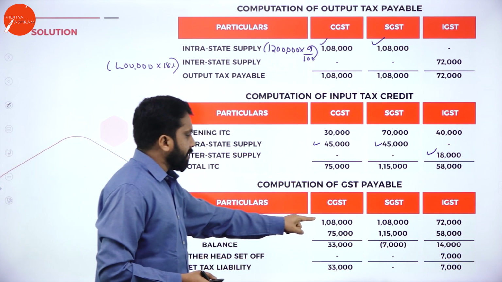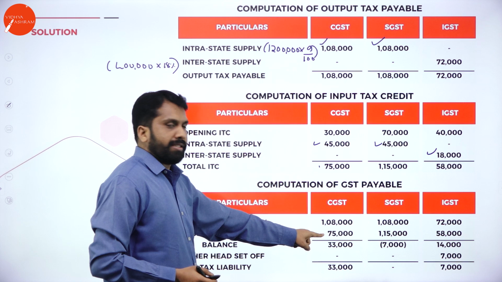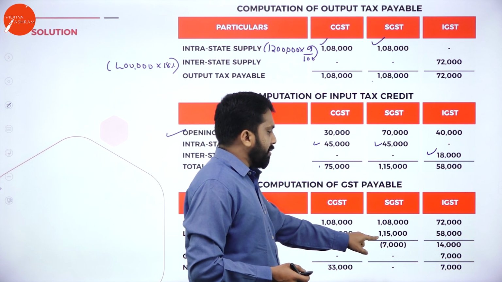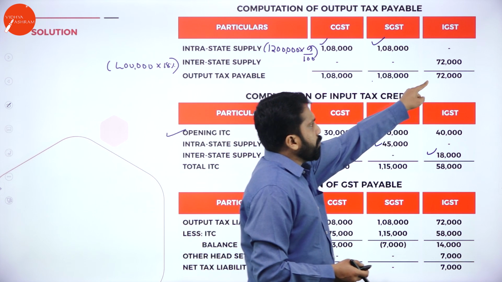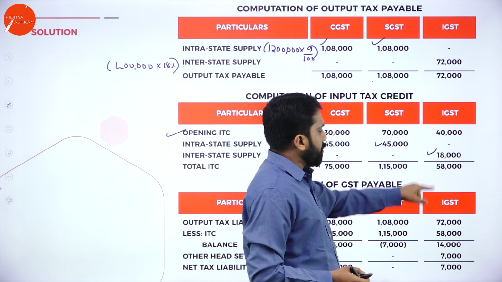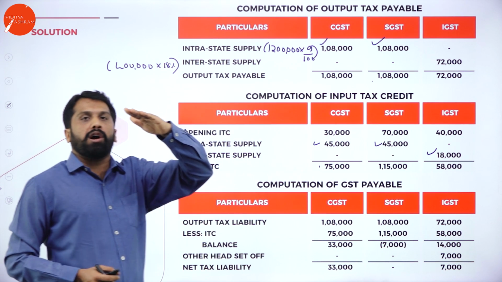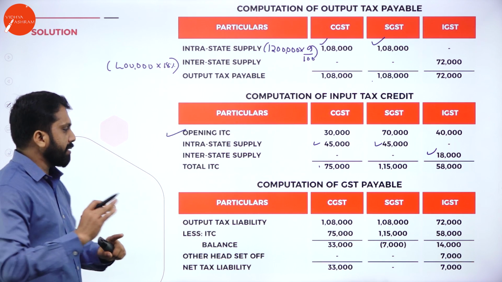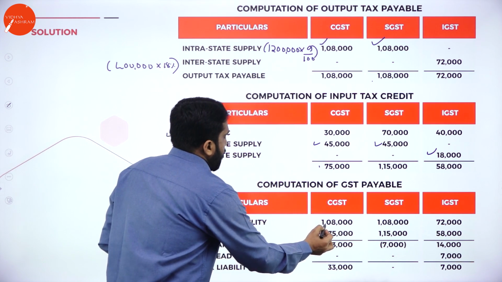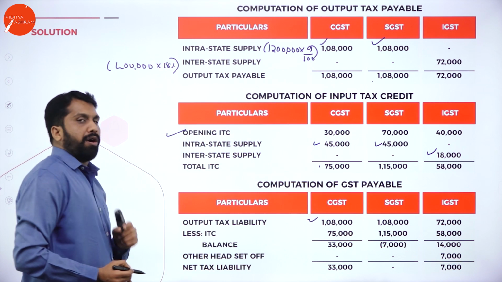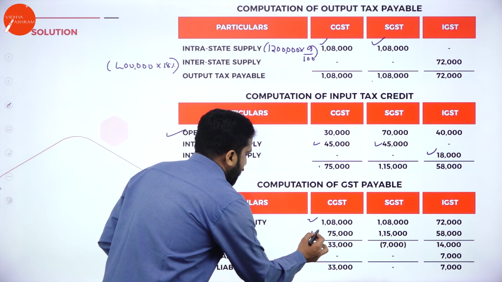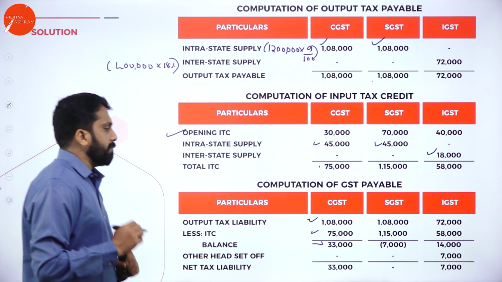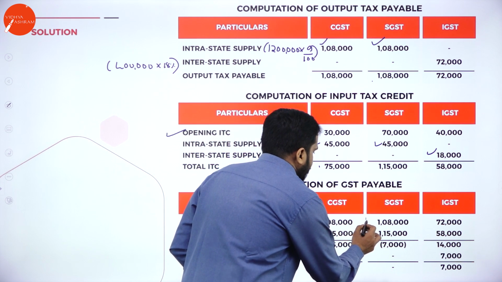Your output is 1 lakh 8. Your input is 75. Output is 1 lakh 8. Input is 1 lakh 15,000. Output is 72. Input is how much? 58. From your output, you have to minus your second format. Now, your payable is how much? 1 lakh 8. How much you paid? 75. Still, how much is pending? 33,000 pending.